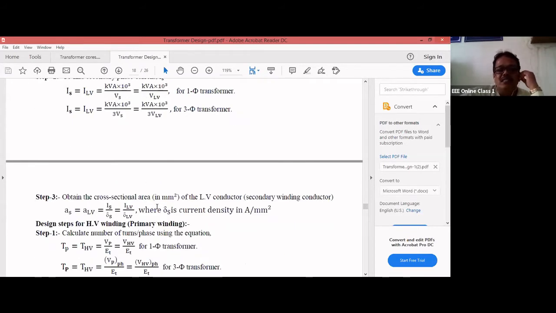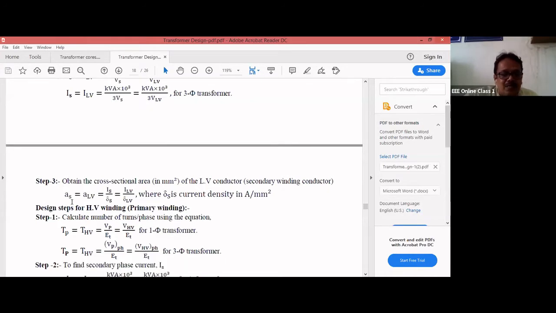Likewise, obtain the cross-sectional area of the LV conductor, because that depends. When stepping down the voltage, the cross-sectional area of the low voltage winding will be different from the high voltage winding, where the voltage will be more. So obtain the cross-sectional area in mm square of the LV conductor, the secondary winding conductor. AS represents the secondary conductor, or the cross-section of the LV, low voltage winding; both are the same.